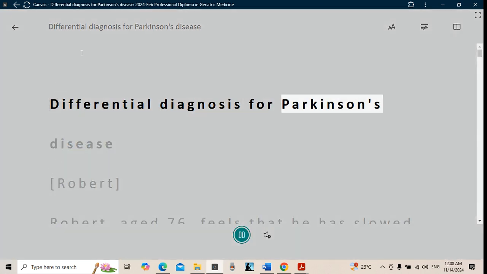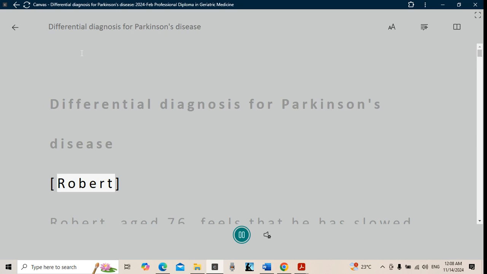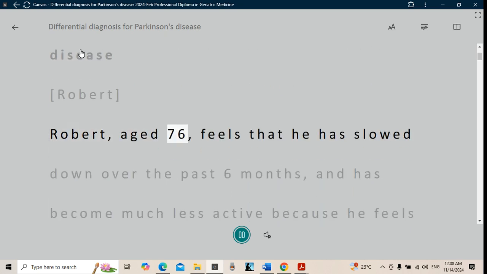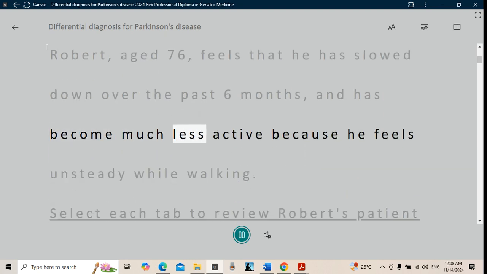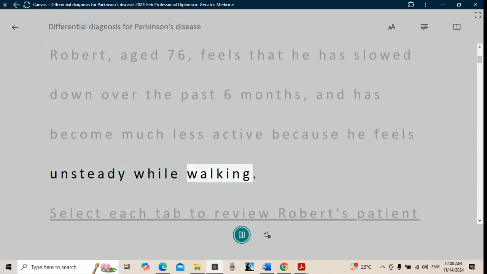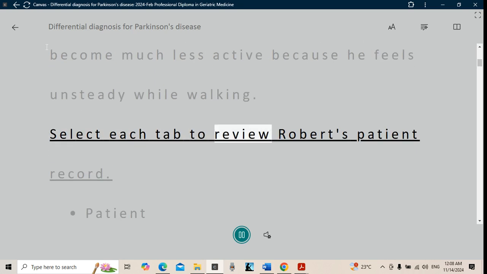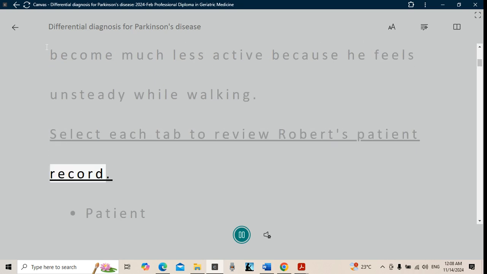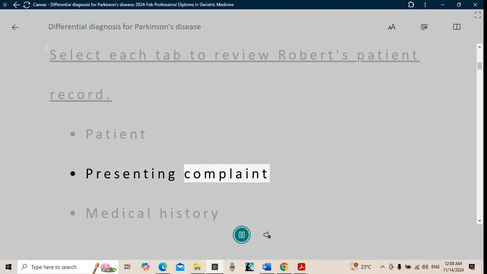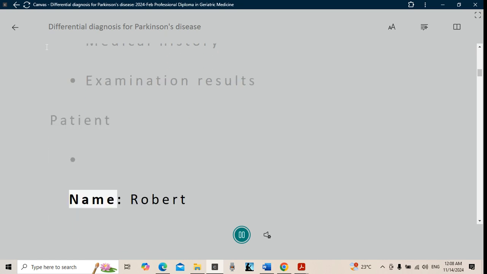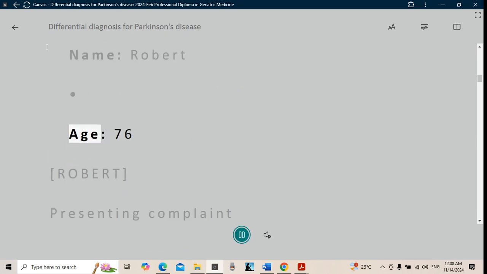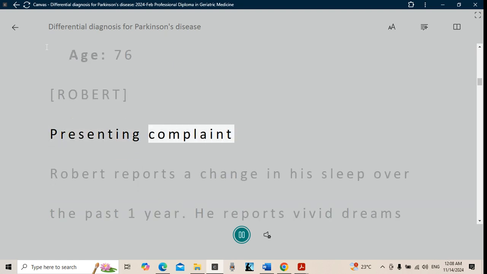Differential diagnosis for Parkinson's disease. Robert, aged 76, feels that he has slowed down over the past 6 months and has become much less active because he feels unsteady while walking. Select each tab to review Robert's patient record. Patient. Presenting complaint. Medical history. Examination results. Patient. Name, Robert. Age, 76.